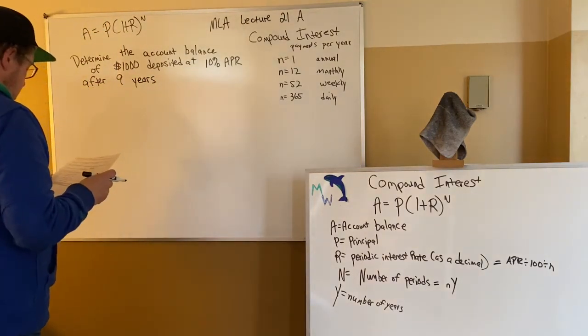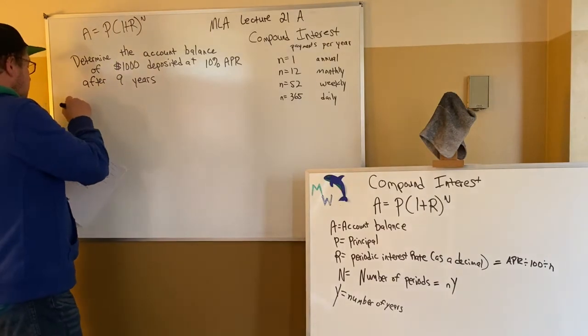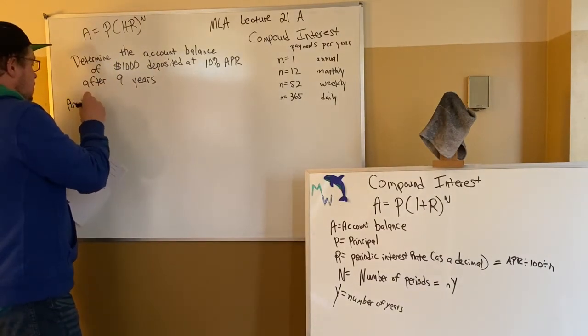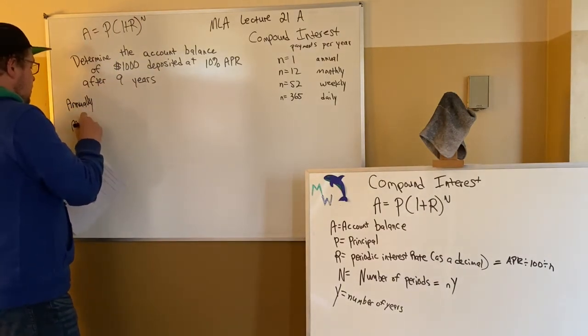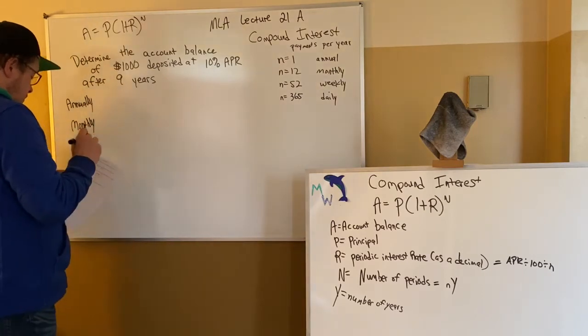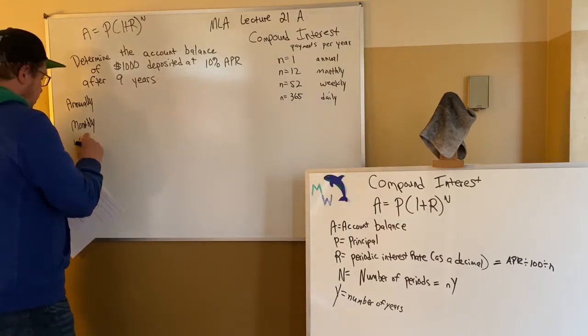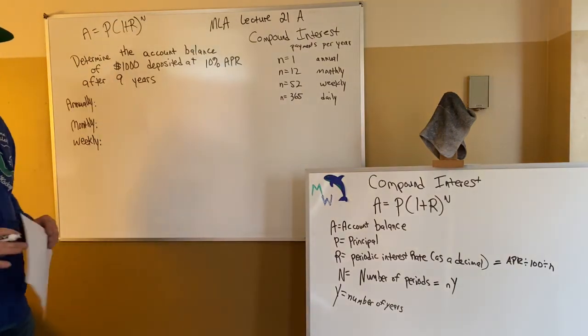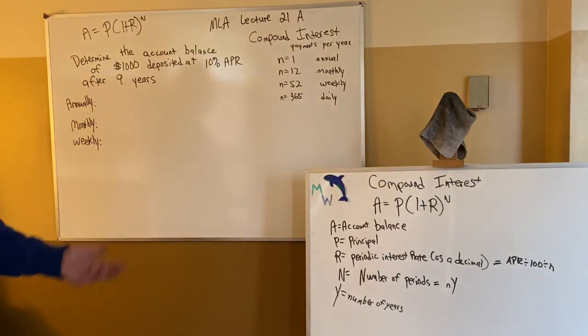And we're going to do it in 3 ways. We're going to go annual, monthly, and weekly. We won't do daily, but we certainly could do the same process with that. And you could get it down to the point where it's doing it every hour, minute, second, millionth of a second if you wanted to.